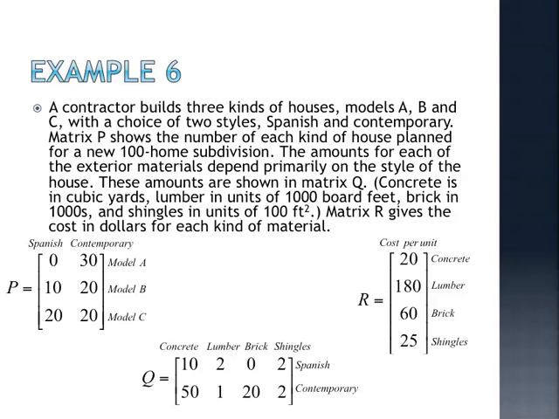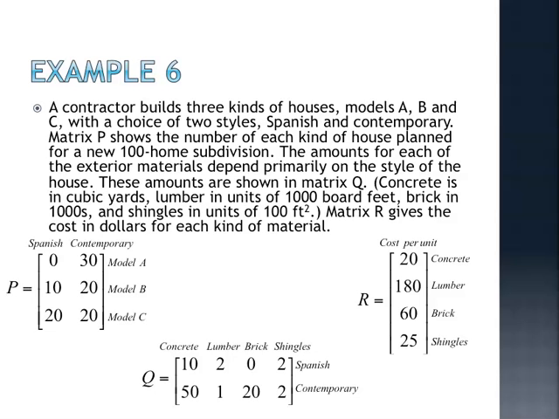A contractor builds 3 kinds of houses, models A, B, and C, with a choice of 2 styles, Spanish and contemporary. Matrix P shows the number of each kind of house planned for a new 100-home subdivision. The amounts for each of the exterior materials depend primarily on the style of the house. These amounts are shown in matrix Q. Concrete is in cubic yards, lumber in units of 1,000 board feet, brick in thousands, and shingles in units of 100 square feet. Matrix R gives the cost in dollars for each kind of material.